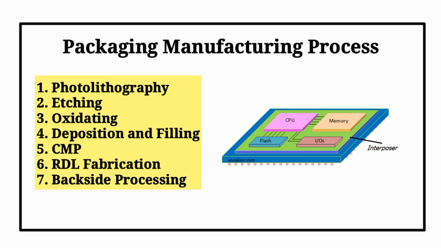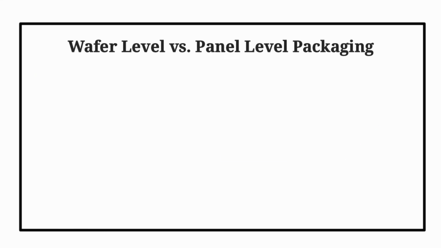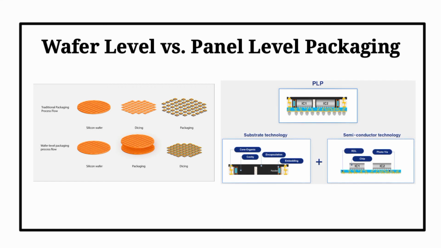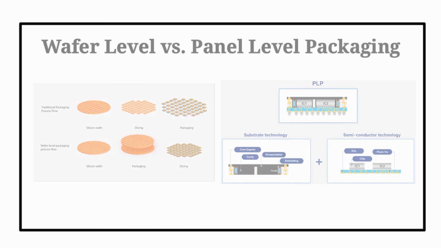Lastly, the last topic we have to look at is the wafer level packaging and the panel level packaging. The types of WLP are fan-in and fan-out, wherein the latter is classified as mold first and RDL first, while for PLP, it is only fan-out.